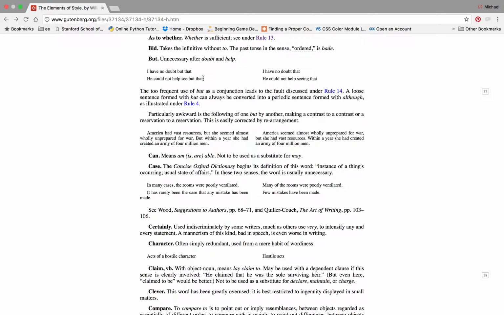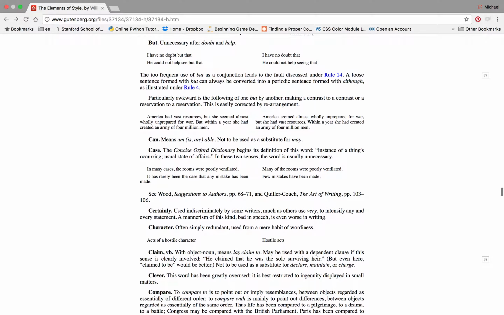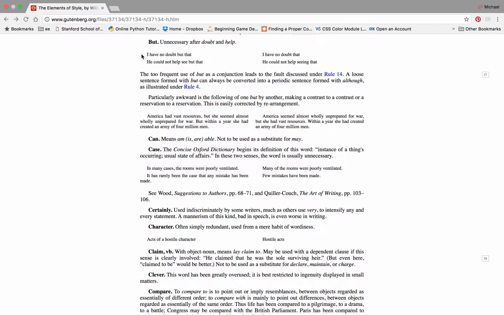"Bid" takes the infinitive without "to": bid. The past tense in the sense of ordered is "bade." So you're not going to say "to bid," you're just going to say "bid." "But I have no doubt, but that blank." "I have no doubt that blank." So that's a bad construction, and this is the good construction, or worse construction, better construction.